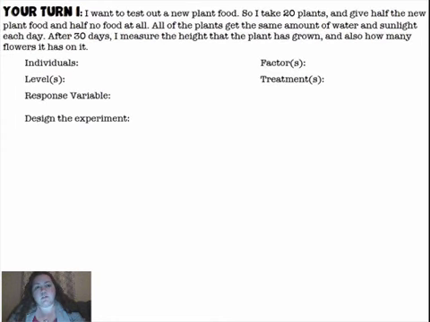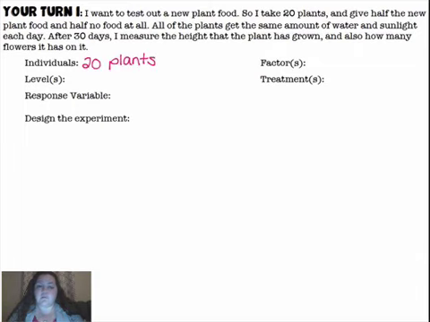Alright, your turn. Number 1. I want to test out a new plant food. So I take 20 plants and give half the new plant food and half no food at all. All of the plants get the same amount of water and sunlight each day. After 30 days, I measure the height the plant has grown, and also how many flowers it has on it.